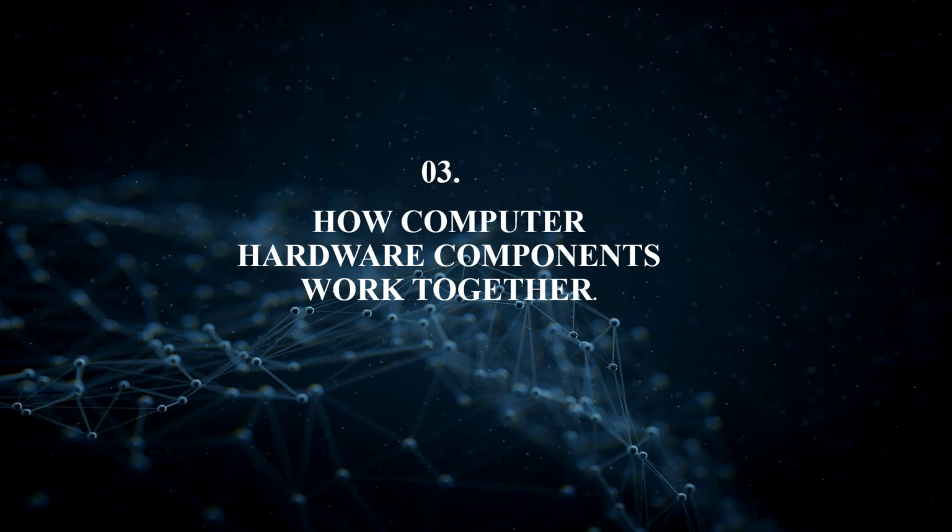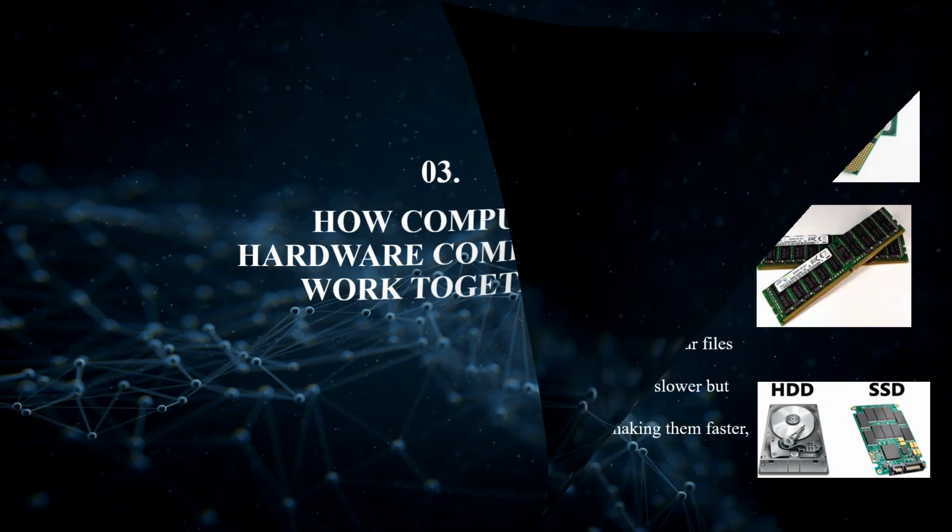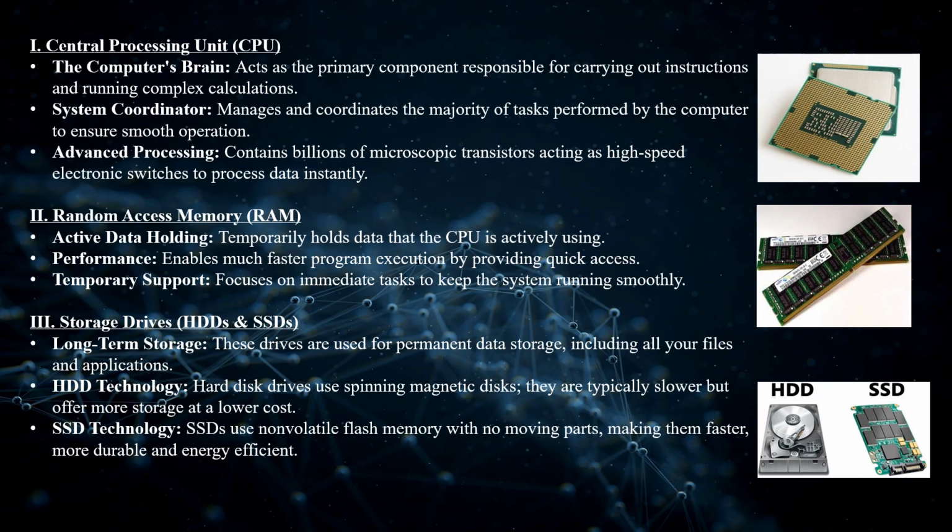Now we'll see how the different hardware components of a computer work together. The CPU acts as a primary coordinator, running calculations and managing almost every task. RAM is the active memory. It holds what you are working on right now, so the CPU can access it quickly. For long-term storage, we use hard disk drives which use spinning disk, or solid-state drives which use flash memory, and they are much faster.